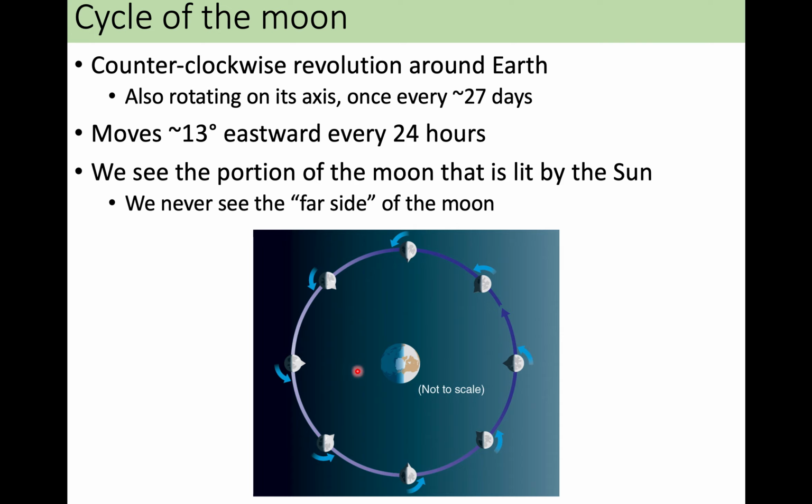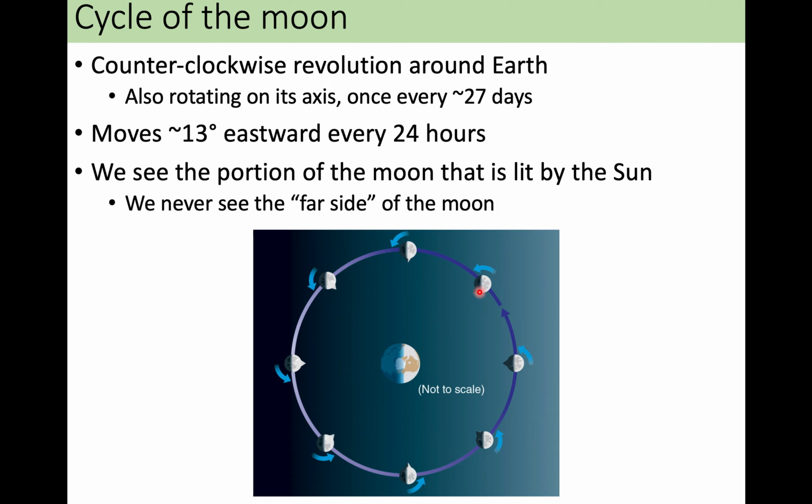And we see from Earth the portion of the moon that is lit by the sun facing us. So we never see the far side of the moon. The same side of the moon is always facing Earth, because as the moon orbits around the Earth, it's also rotating. So if we were to pretend there's a mountain on the moon, it's drawn by this pointy arrow here.